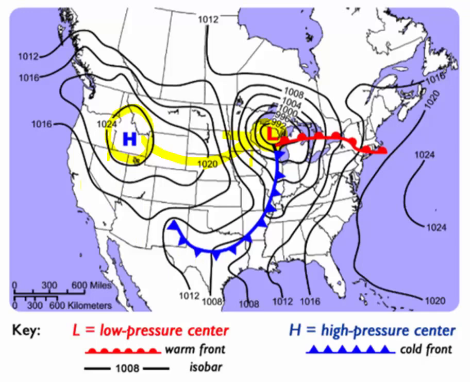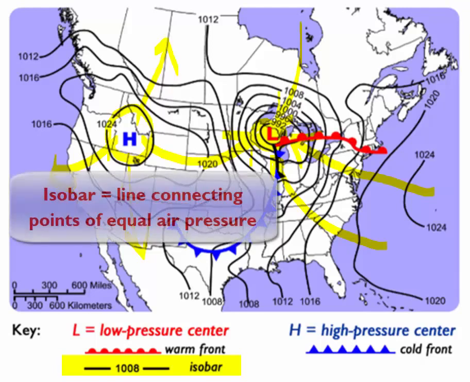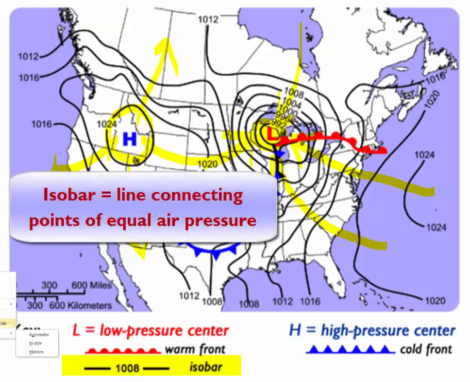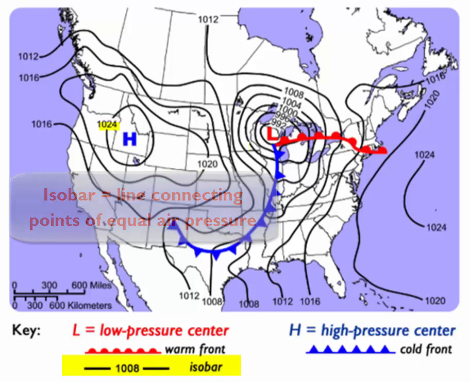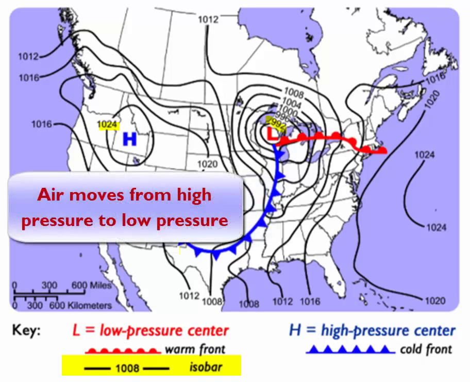So what we can see is, we have a high here, so air is going to move away from that high, like this. And then we have a low here, so air is going to be moving in to that low, like that. So the lines are what we call isobars, which are lines connecting points of equal air pressure, and air is going to move from high pressure to low pressure.